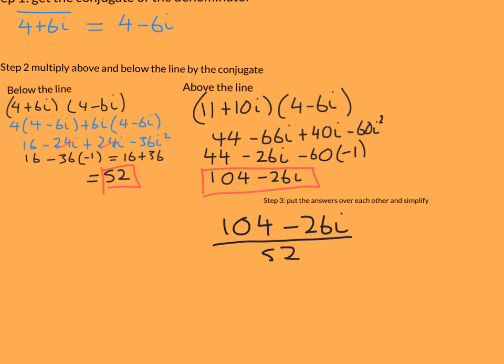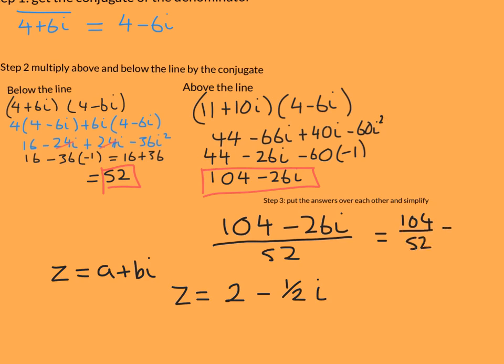I'm going to make sure to write that in the form of z equals a plus bi. So if I look at 52 goes into 104 twice, so in this case my z equals 2 minus, so 26 over 52, that's going to give me half i. All I simply did there is I rewrote this as 104 over 52 minus 26 over 52i, and then simplified it to get this final answer.